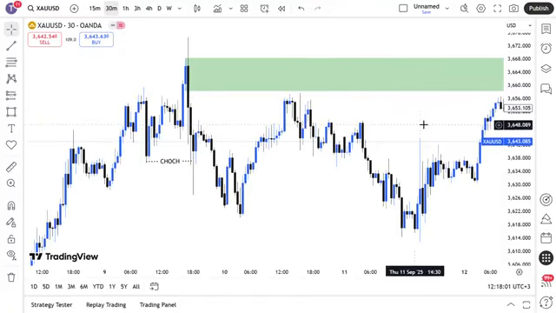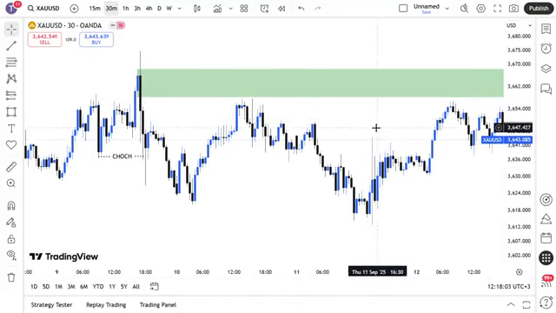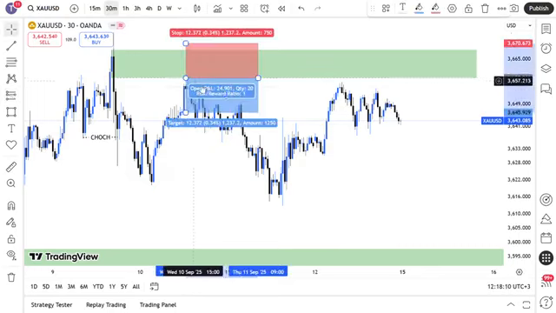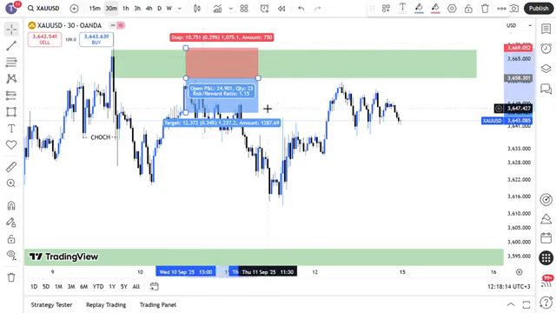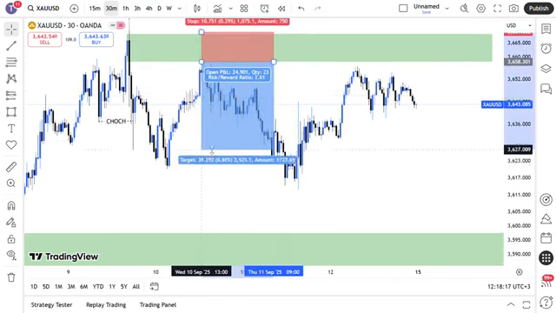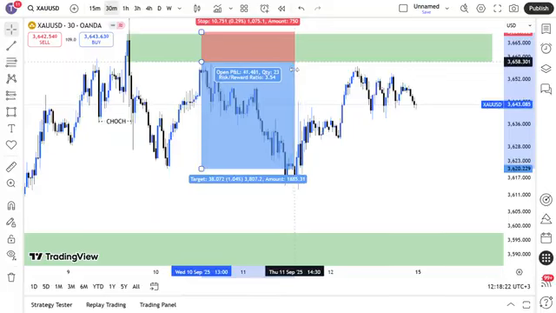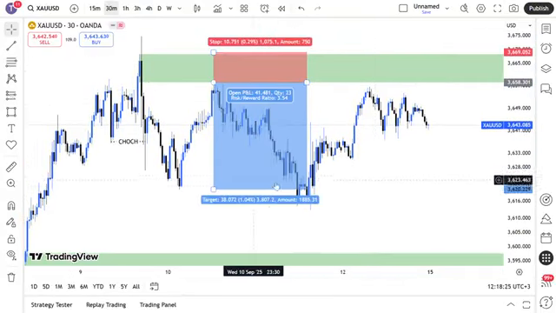So we did not take this trade. We missed this trade, a very good trade from the order block here. A very good trade if we could have been tapped in. Our profit was down here, and gold went straight to the take profit.